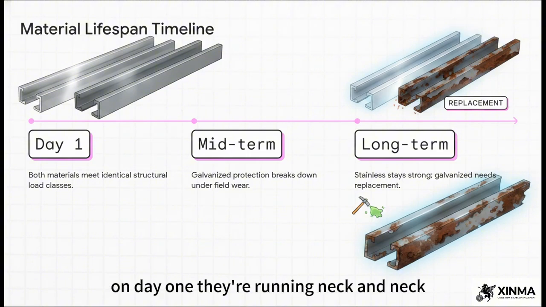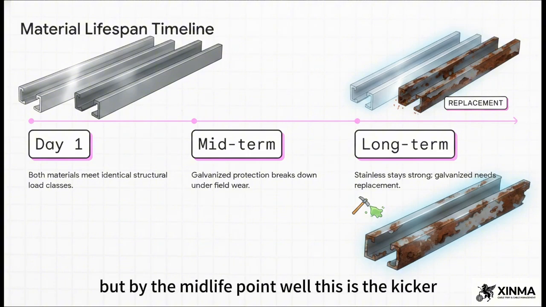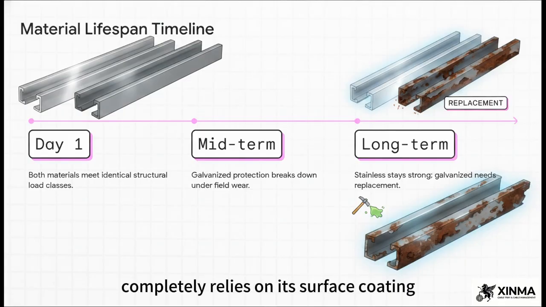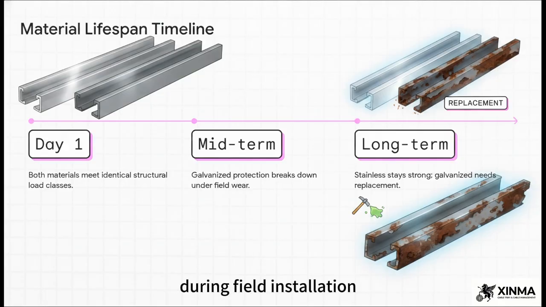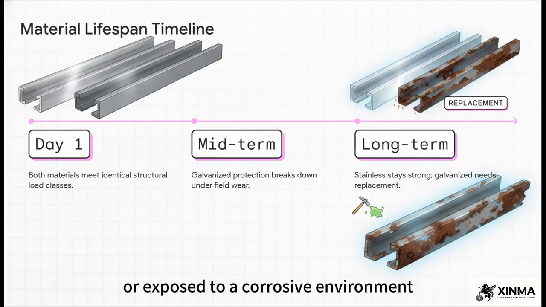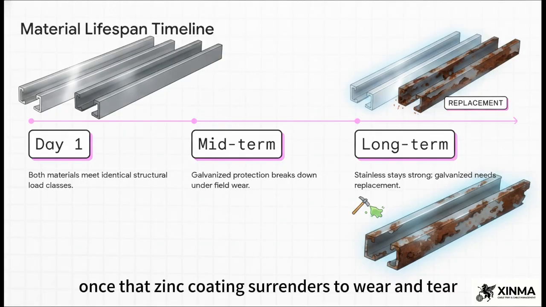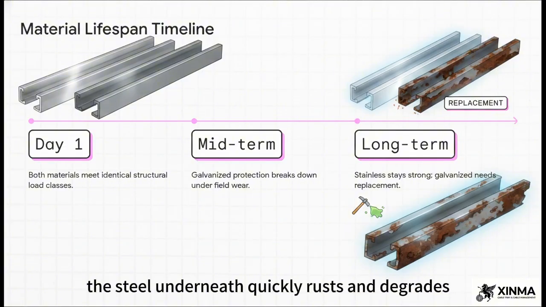On day 1, they're running neck and neck. But by the midlife point, well, this is the kicker. Galvanized steel completely relies on its surface coating to protect the steel inside. During field installation, if it gets cut or scratched or exposed to a corrosive environment, that protective layer is compromised. Once that zinc coating surrenders to wear and tear, the steel underneath quickly rusts and degrades.